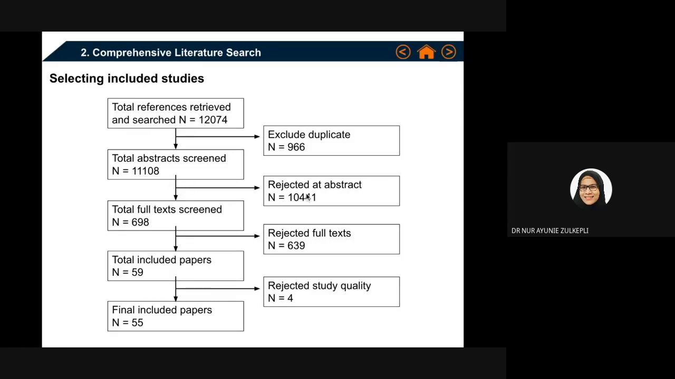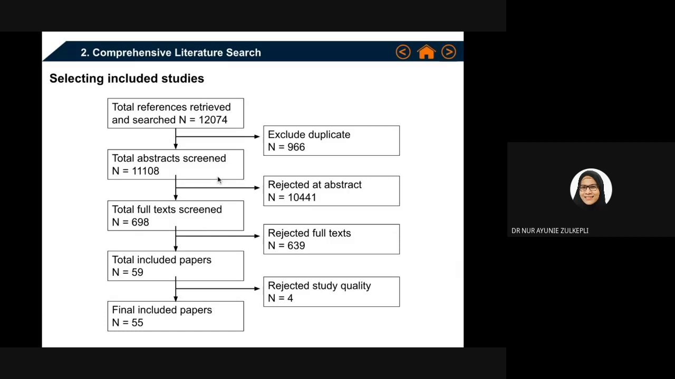And then you reject abstracts. When you go through the abstracts one by one, there are some abstracts that you need to exclude because they don't really match your topic or scope, okay? So you reject about 10,000. So you will have to retrieve full-text articles for about 600 abstracts, right?